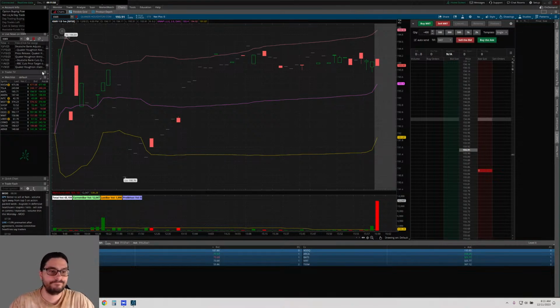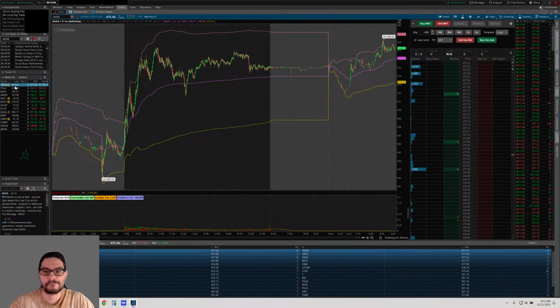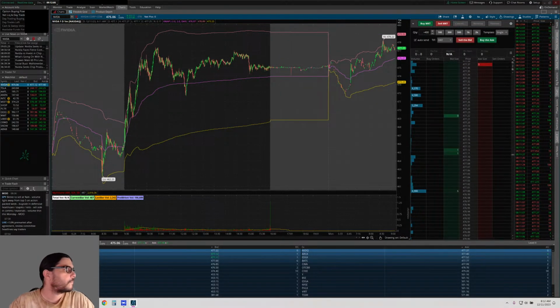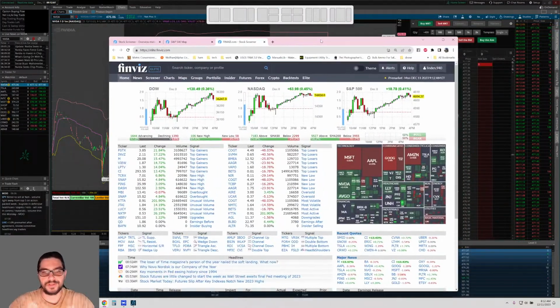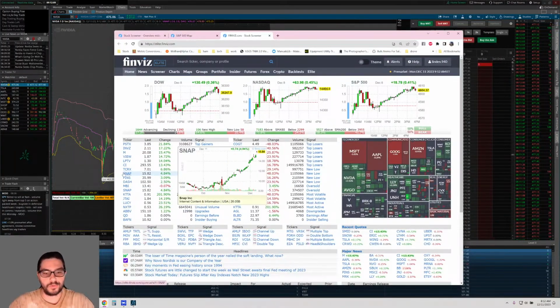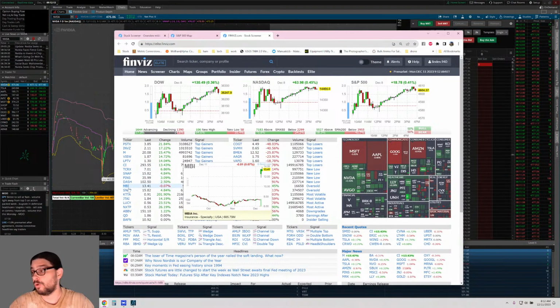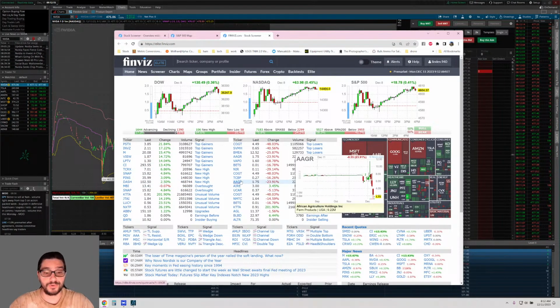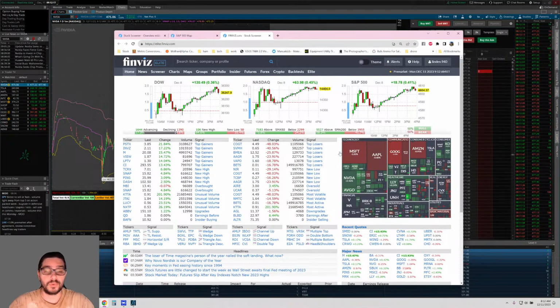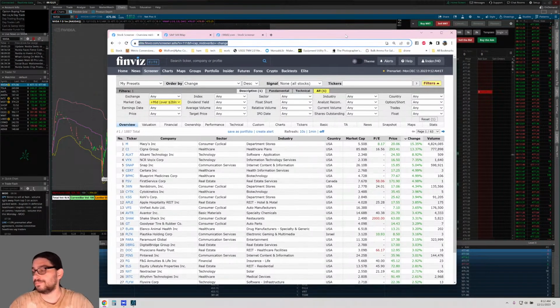Oh, and the other thing I like about FinViz here, if you hover over it, you can see tickers without actually having to open them. And that is pretty darn cool in my book. And it works the same way if you're logged in or not. I like that personally.